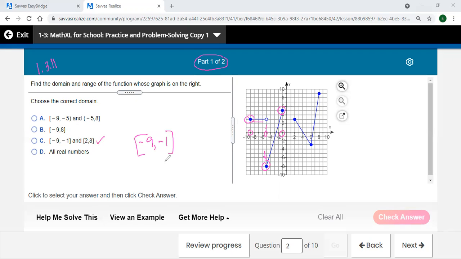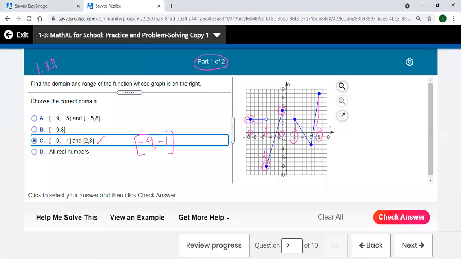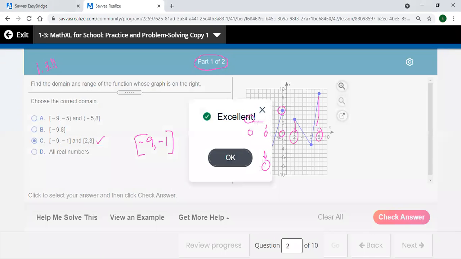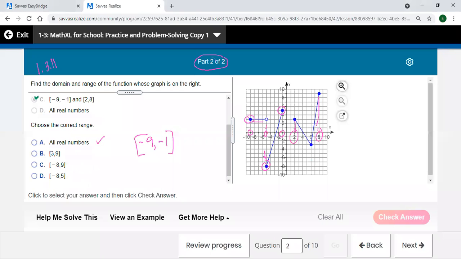Let's take a look. If it is, then that means the domain is 2 to 8 over here. So there's the 2. Domain is x, and it goes up here to this 8. So yes, we're going to say the correct answer there is that one right there. Let's check it. Awesome. And then we got to get to the second part.